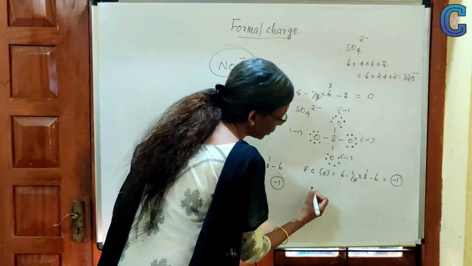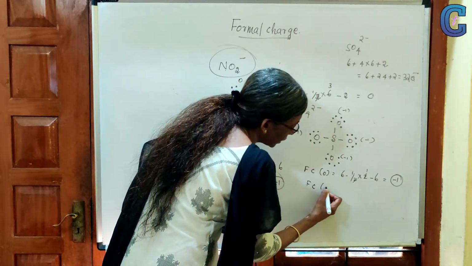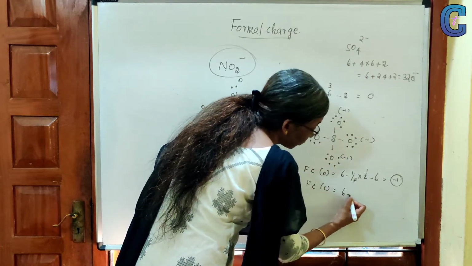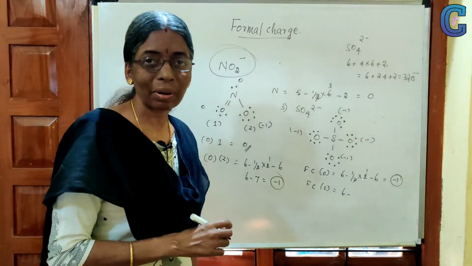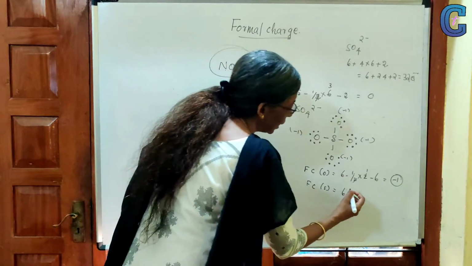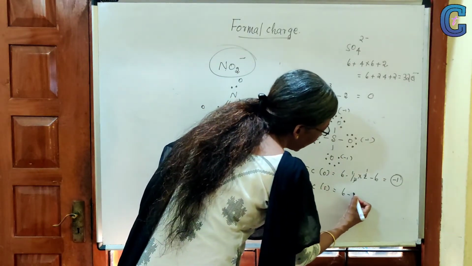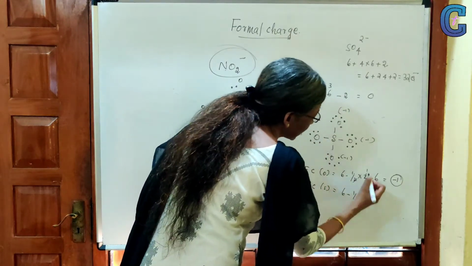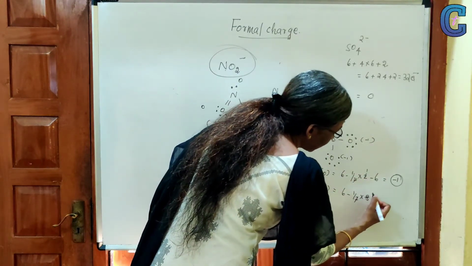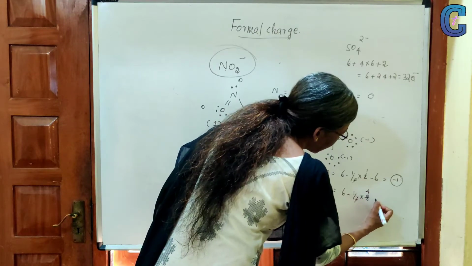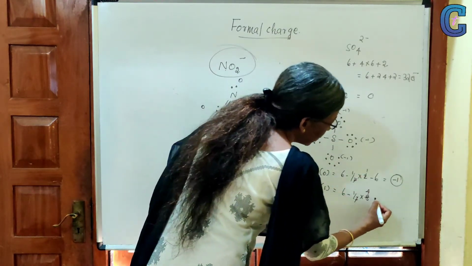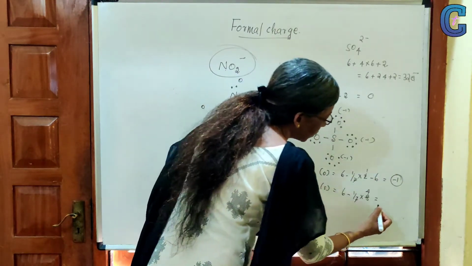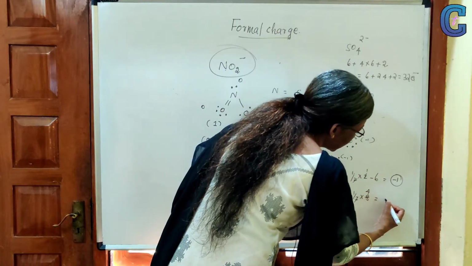What about sulfur? The formal charge on sulfur is equal to, sulfur also belongs to the oxygen family, right? So how will you write? 6 minus half into shared electrons, 2, 4, 6, 8. If you cut, 6 minus 4 is equal to +2.